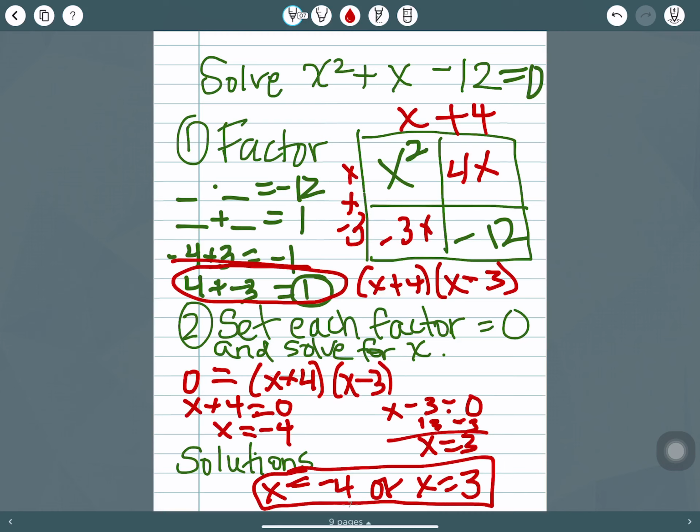And if we put those back in, negative 4 squared plus negative 4 minus 12. So that'd be negative 16 minus 4 is, wait a minute, that'd be positive 16 minus 4 is 12. 12 minus 12 is 0. Or if I put 3 in, 3 squared is 9 plus 3 minus 12 is also equal to 0. I just did a quick check there.